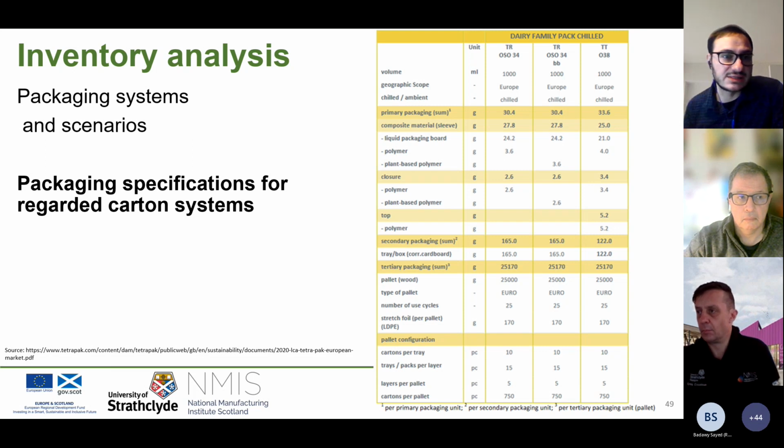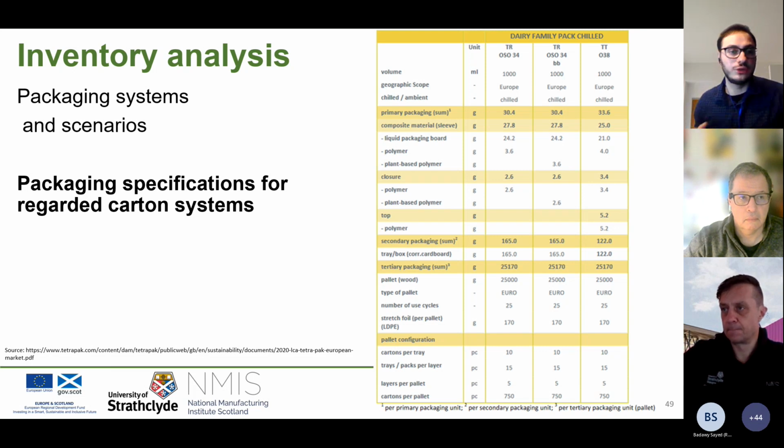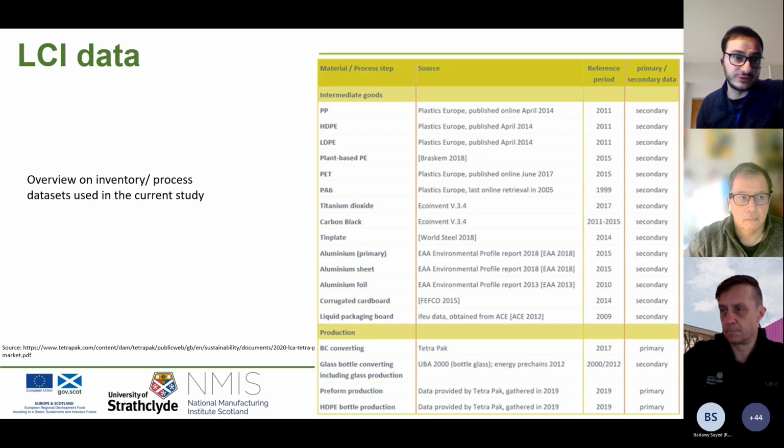Inventory analysis, the packaging systems and scenarios. What we see here is all the data that we have to capture in our inventory analysis in order to be able to conduct this life cycle assessment. You can see that we have a lot of information regarding the packages. We have the cups, materials, and others, or even the pallets that we're going to use. All these are part of our system boundaries. Then we have the life cycle inventory data. It's an overview of the inventory process and datasets used in this specific study.